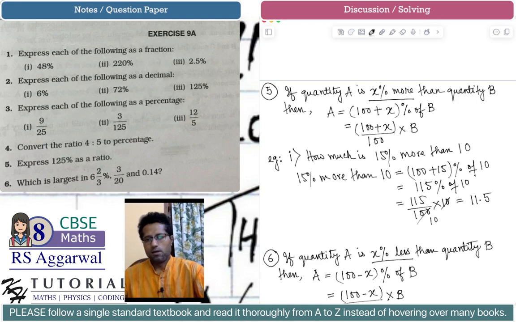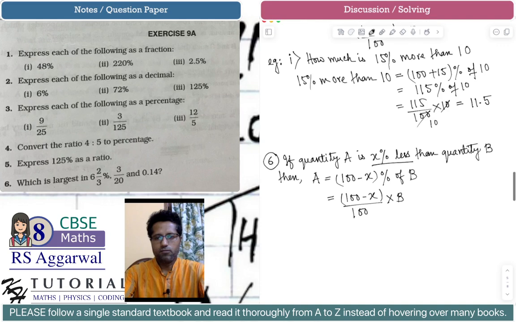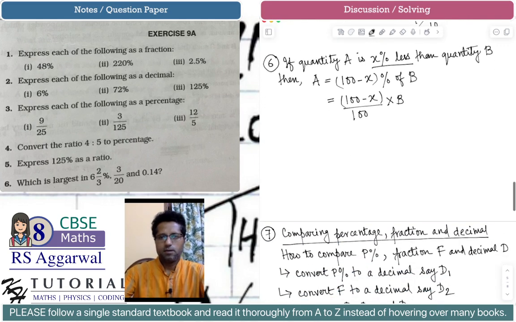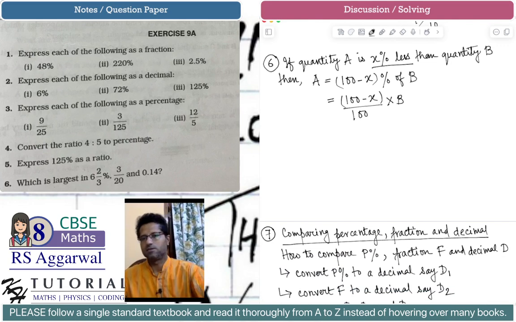Now in this example, I took the B as just a pure number. Now B can be some quantity having some units. It can be 2 kg, 5 kg, or rupees, or any other quantity having some unit. The related concept is that if quantity A is X% less than quantity B, then we say that quantity A will be equal to 100 minus X percentage of B, which is equal to 100 minus X divided by 100 multiplied by B.